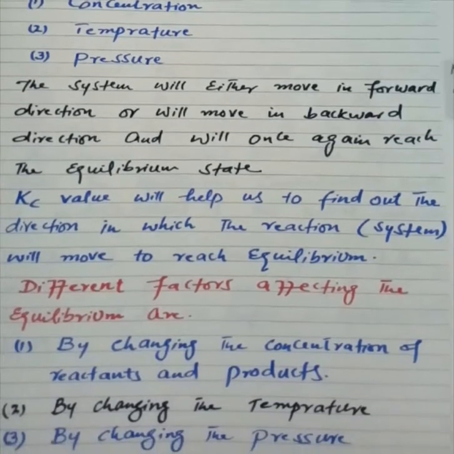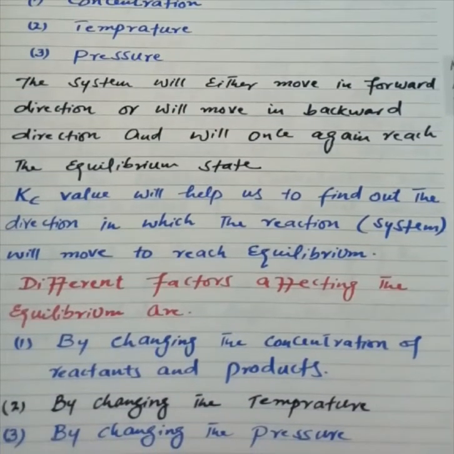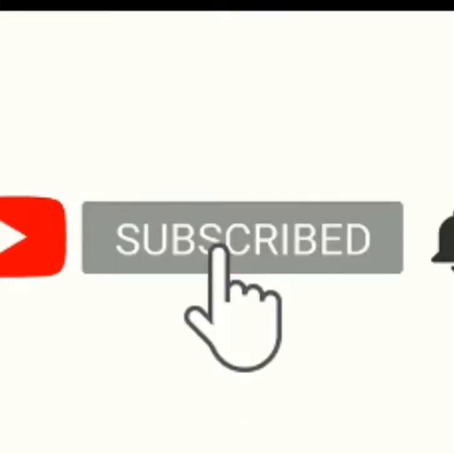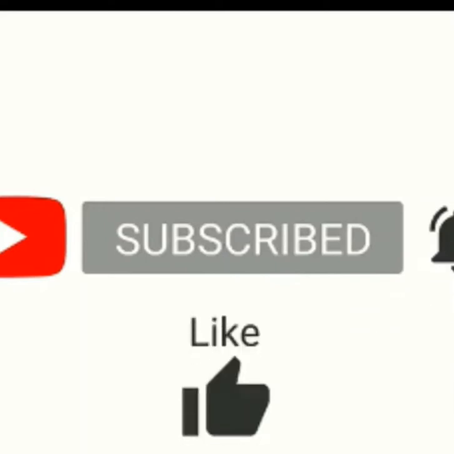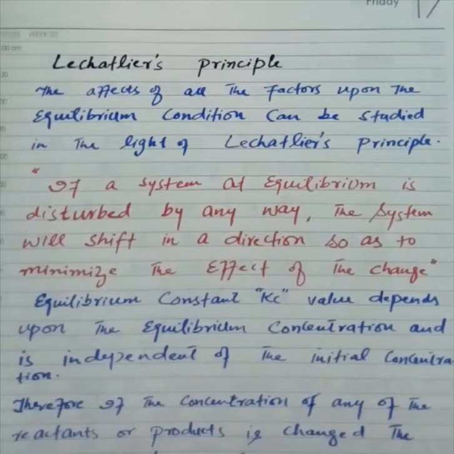By changing the temperature of the system, again equilibrium will be disturbed, and by changing the pressure over the system, either increasing or decreasing the pressure, both will bring about some change. In all these cases equilibrium will be disturbed and the reaction will move in such a direction as to minimize the effect of these changes. All these changes will be discussed in the light of Le-Chatelier's principle.